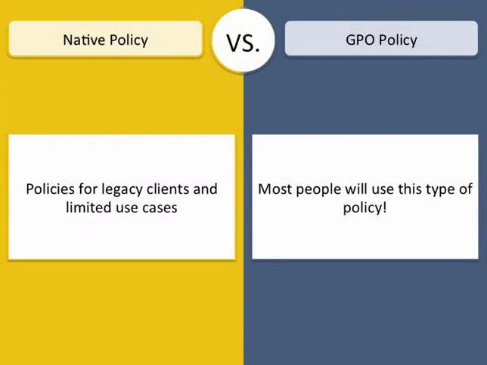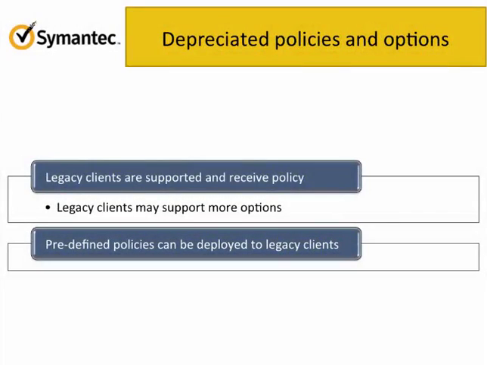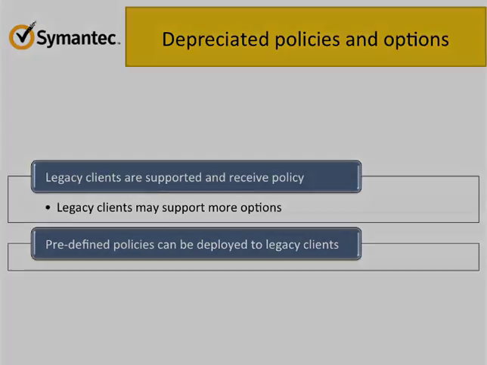It breaks down to this. Native policy is designed for legacy clients and limited use cases. Active Directory policy is the most commonly used type of policy. We do support the ability to push policy down to legacy clients. There is an issue that, in many cases, legacy clients support more options than the newer clients. The administrator will no longer be able to set these deprecated options when creating policy, even when managing legacy clients. If there is a predefined native policy object that has a currently unsupported option selected, those options will be shown, and that policy can still be deployed to clients in the field.